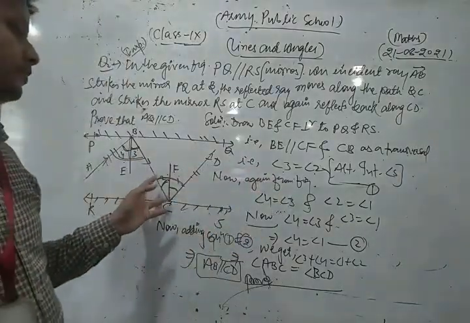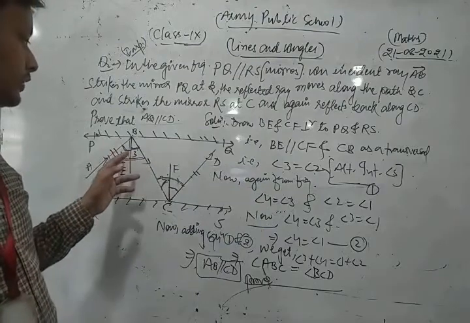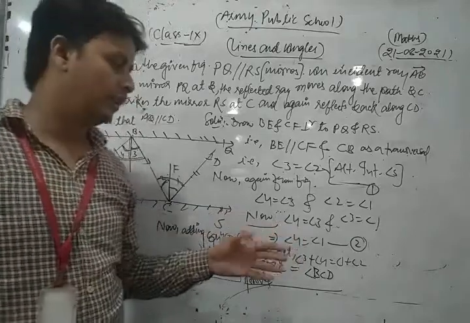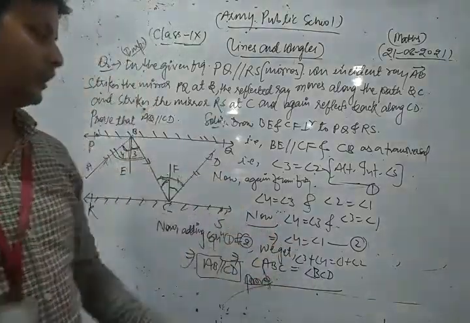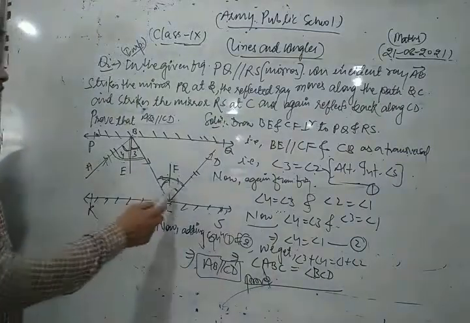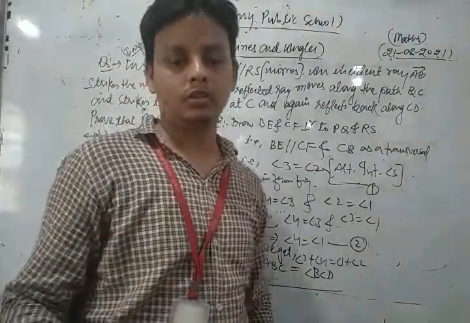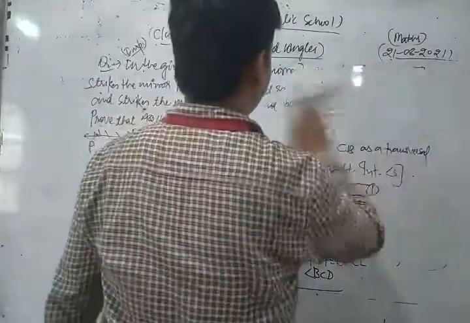After that, we again use the angle of incidence equal to the angle of reflection. By using that concept of science, we form the second equation. Now after adding 1 and 2, in this way we get angle ABC equal to angle BCD. Now AB is parallel to CD. This is the whole concept to solve this type of question. Okay, dear friends.